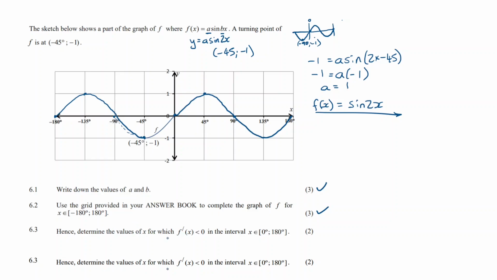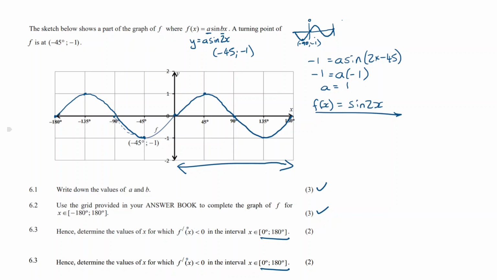Hence, determine the values of x for which the derivative is less than 0 between 0 and 180. So they only want me to look in this domain. That's an important bit of info. And then this can feel really tricky to somehow suddenly get derivatives in the middle of a paper 2, in the middle of trig graphs.